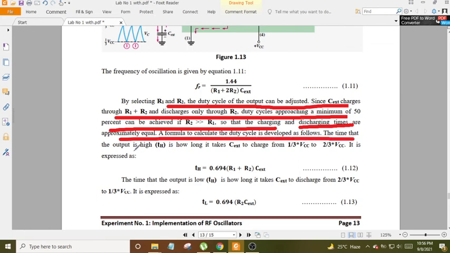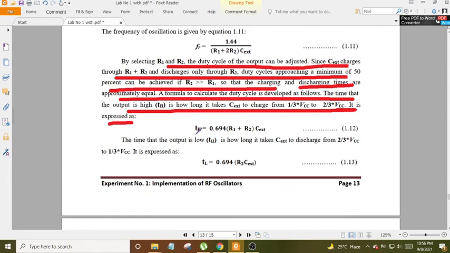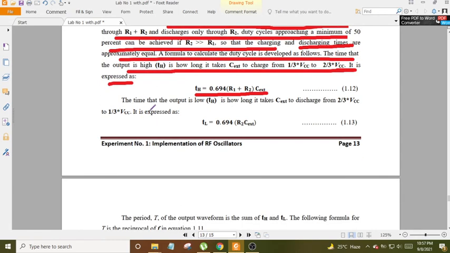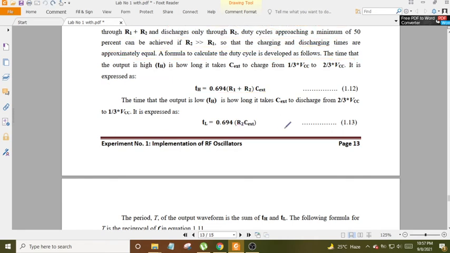A formula to calculate the duty cycle is developed as follows. The time that the output is high, t_H, is how long it takes C_EXT to charge from 1/3 VCC to 2/3 VCC, and it is expressed as equation 1.12. The time that the output is low, t_L, is how long it takes C_EXT to discharge from 2/3 VCC to 1/3 VCC, and it is expressed as t_L equals, equation 1.13.